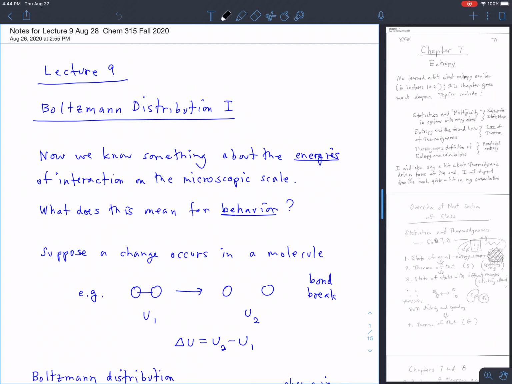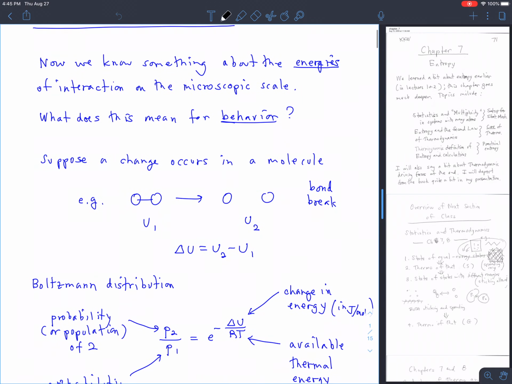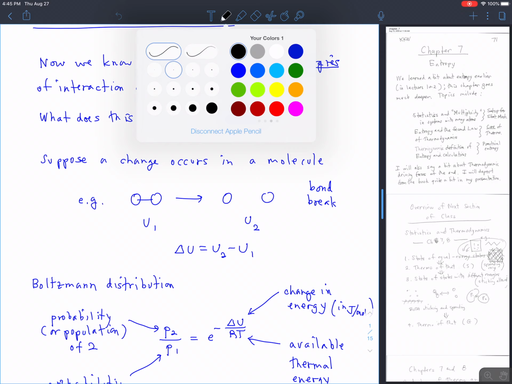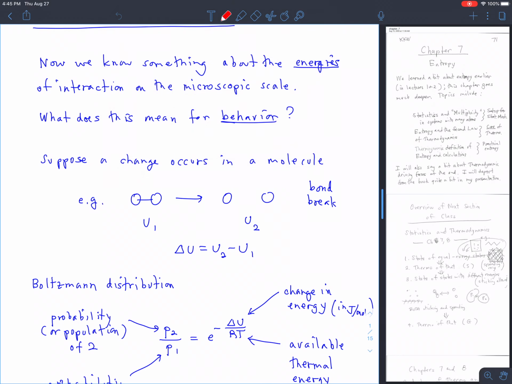We just learned about the interactions between molecules on the microscopic scale, but what can we do with that information? Well, it turns out one of the things we can do is calculate the probabilities of certain events taking place. So, for example, down here, let me get a number here.